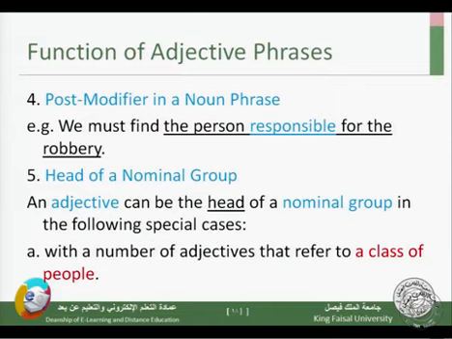This is a special case. We studied nominal groups before and noun phrases, and we said usually the head in a nominal group is a noun. So nominal groups will have the noun as a head normally, but there are special cases where an adjective can be the head of the nominal group, and we will tell you each case here. So the first case, that it can appear as the head with a number of adjectives that refer to a class of people. So a class of people that have a certain characteristic. In this case, it can appear as the head of a nominal group.